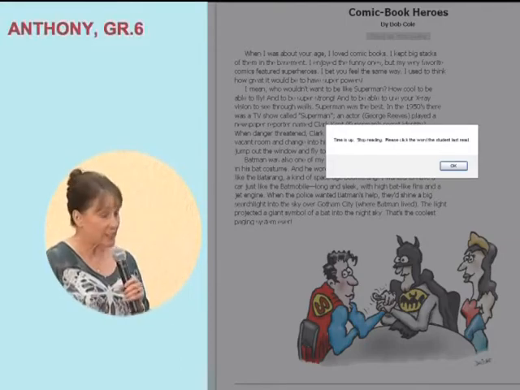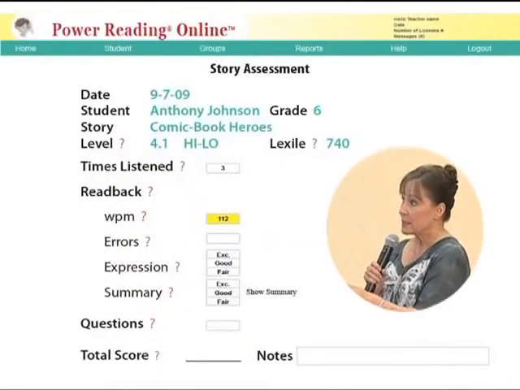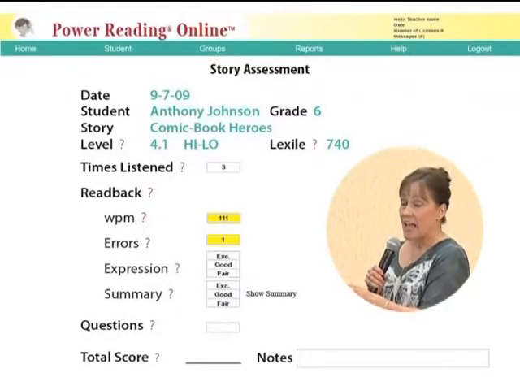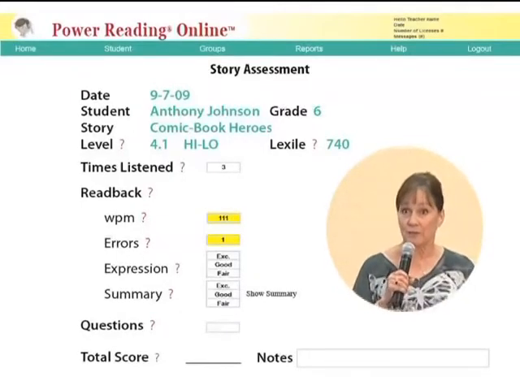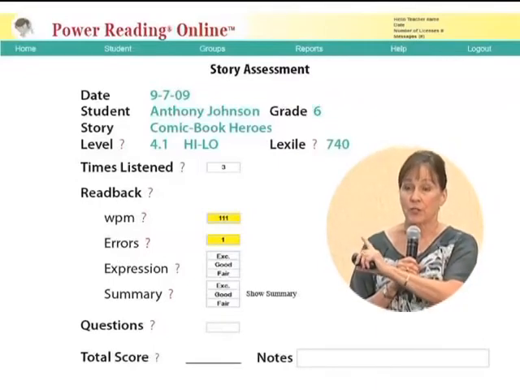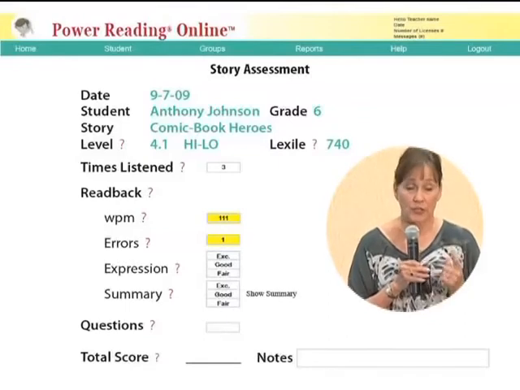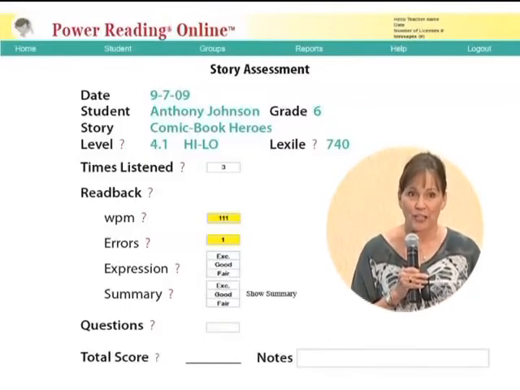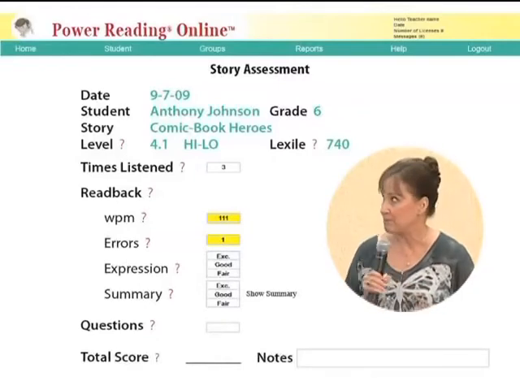As soon as she clicks that word, words per minute is calculated and put into the box on the report. I have been counting the errors while he's reading to me, and he had one error. So I need to put the number of errors in there. While the child reads, the way I used to do it is I'd have my hands on my lap and do my fingers so that I could keep count of the number of errors that they made.